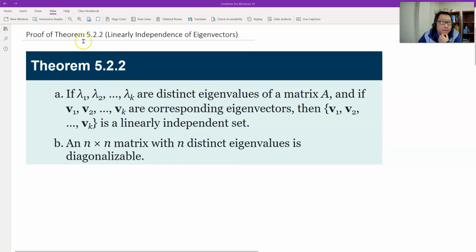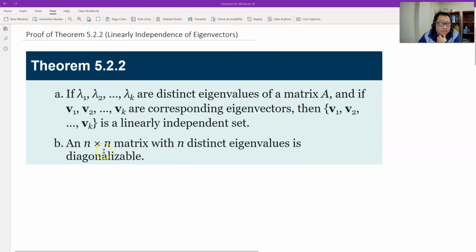In this video, let's prove Theorem 5.2.2, linear independence of eigenvectors. We have two results. The first result says distinct eigenvalues get distinct eigenvectors, and the eigenvectors are linearly independent. Part B says if A is an n by n matrix and A has n distinct eigenvalues, then A is diagonalizable.